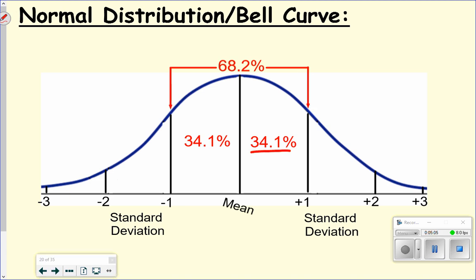34.1% is in between the mean and first standard deviation. And same thing, 34.1% is between the mean and -1 standard deviations, or 1 standard deviation left. If I add those two numbers together, I get a total of 68.2% of all of our data will fall within 1 standard deviation from the mean. That means either up 1 or down 1. 68% of the data. Now, let me give you an example that's relevant to you.